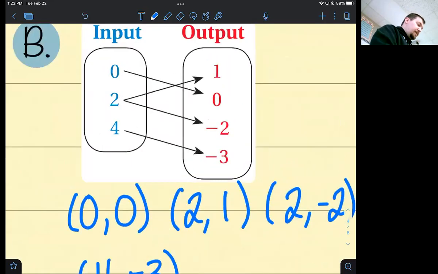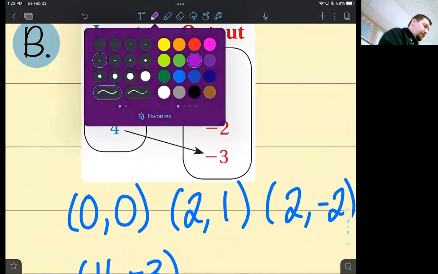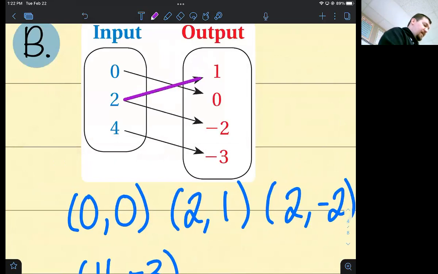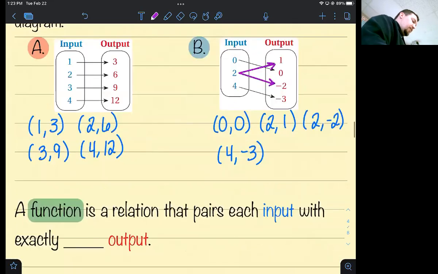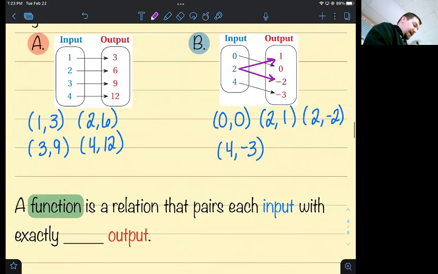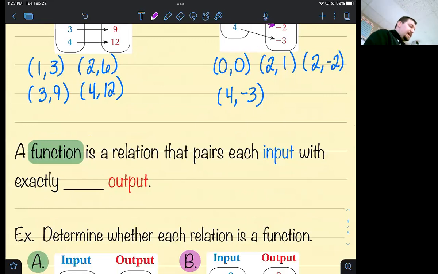You'll notice again, this is interesting. We're going to talk about this in a moment. The x value or the input of 2 had 2 different outputs. And so that's actually going to tie into where we're heading next. A function is a relation that pairs each input with exactly 1 output.